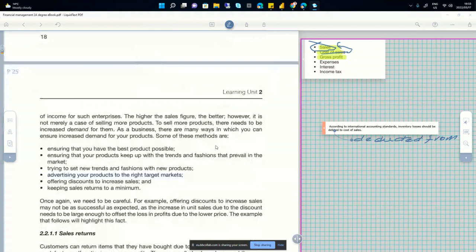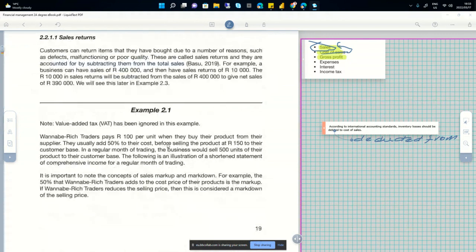and that is clearly explained to you here. You will see sales return, and as an example, we have made sales of 400,000 and there was a return of 10,000.